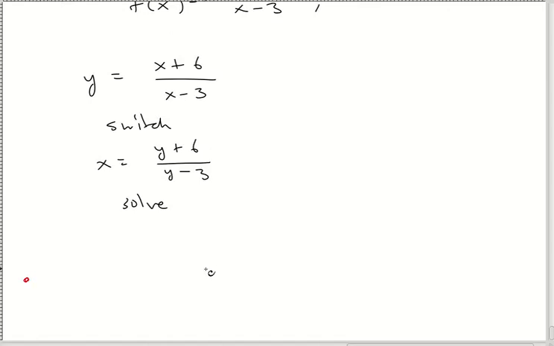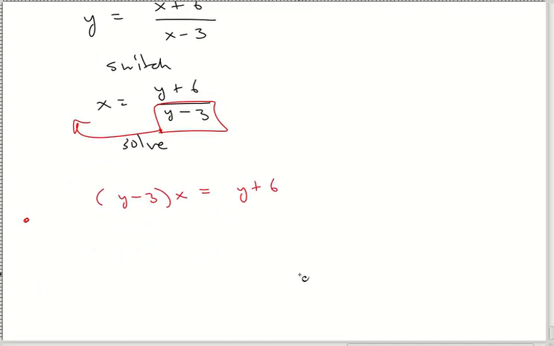Okay. I got a question for you. Do you like fractions? Most of y'all are going to say no. I'm assuming no. So I want to get rid of this fraction. I want to make it so that it looks easier. So I'm going to move this to the other side. I'm going to multiply it to the other side. So it looks like this. See, no more fraction. That's good. Distribute your x. So xy minus 3x is equal to y plus 6.